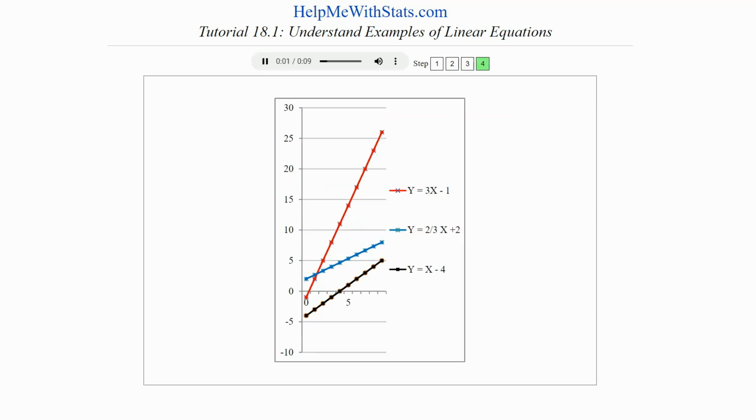Every line is defined by a unique combination of slope and intercept. Here are 3 lines with different slopes and intercepts.